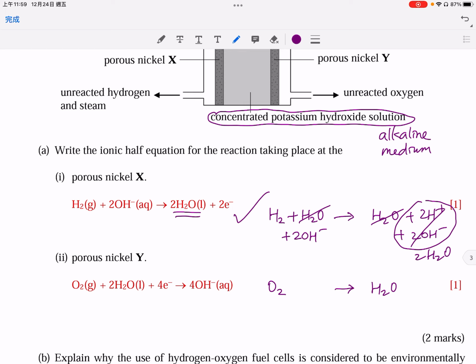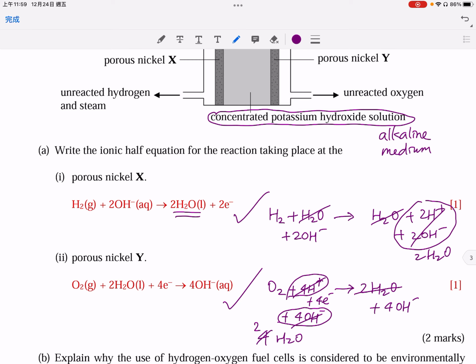How about nickel electrode Y? First of all, you add the 2 here, and then you add 4H+ on the left, together with 4 electrons. Again, this is not the alkaline medium, therefore you have to add 4 hydroxide ions on both sides. So 4H+ together with 4OH- will give 4H2O. And then you do the cancellation, 2H2O, this 4 becoming 2. So you get this half equation.